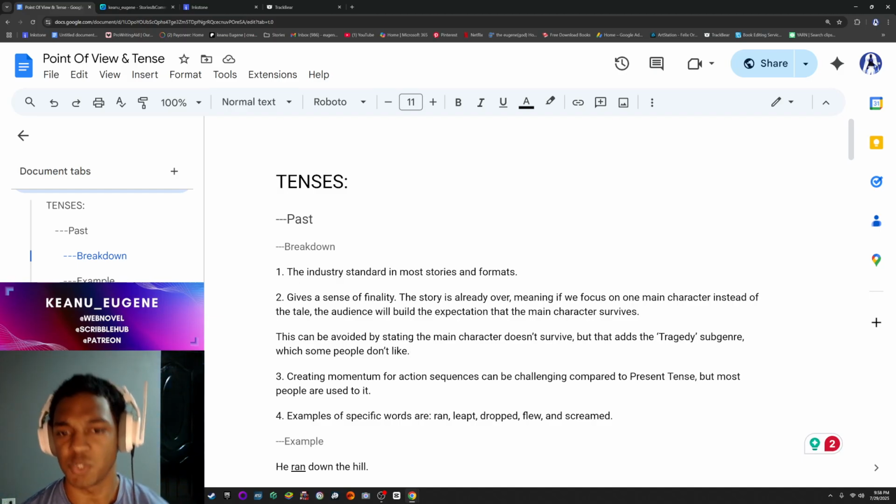At certain points I'll also break down how these tenses and points of view affect your genre, because certain stories are much more difficult to tell. Not impossible, but difficult to tell depending on the choices and combinations you make.